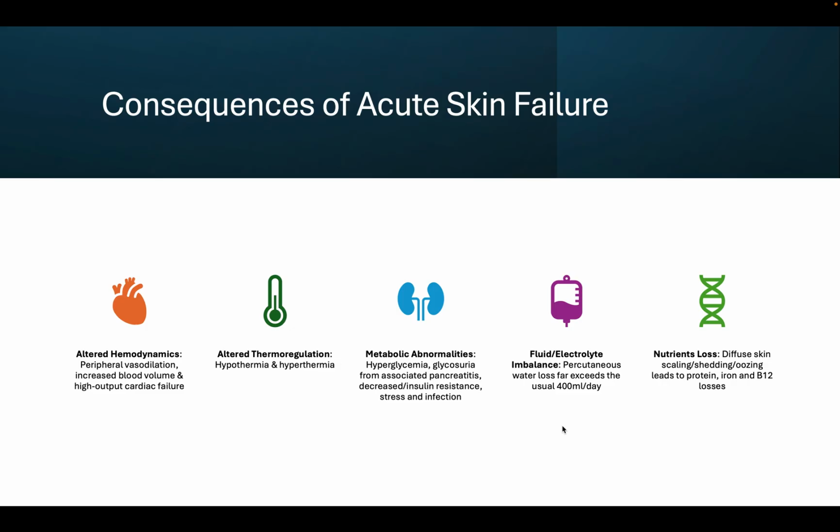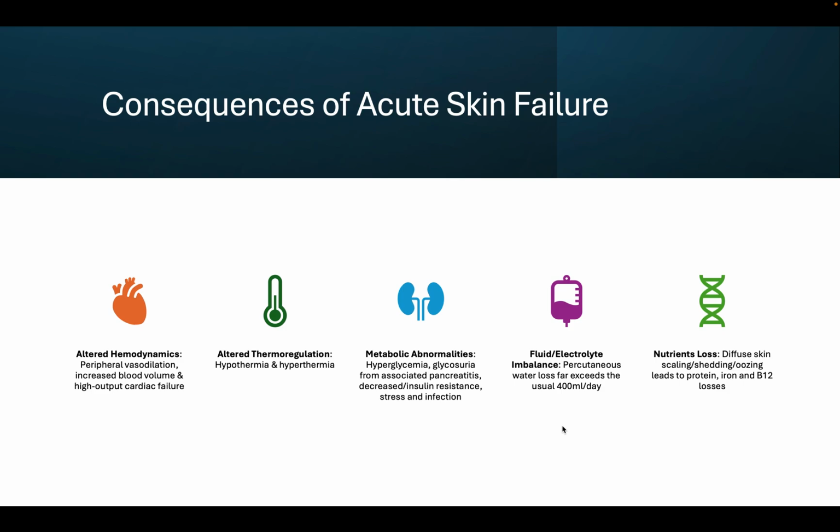The consequences of acute skin failure. Altered hemodynamics: this is peripheral vasodilation, increased blood volume, and high output cardiac failure. Next we have altered thermoregulation. This is your hypothermia and your hyperthermia. Metabolic abnormalities: your hyperglycemia, your glucosuria with associated pancreatitis, decreased insulin resistance, stress, and infection.